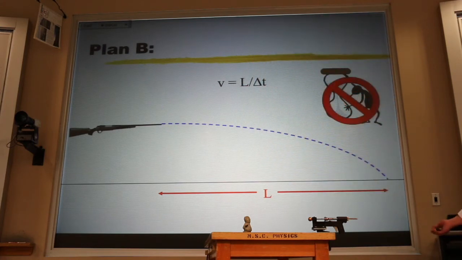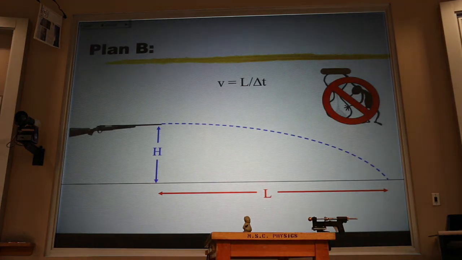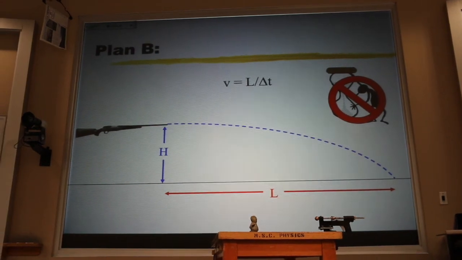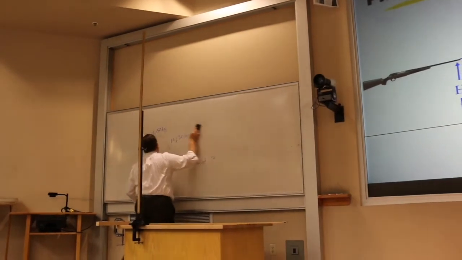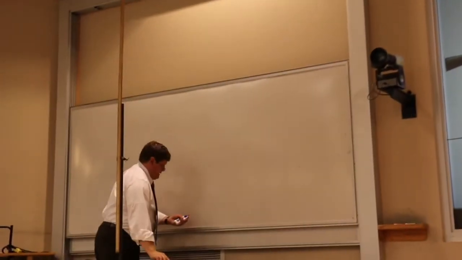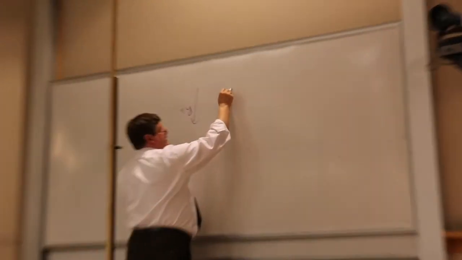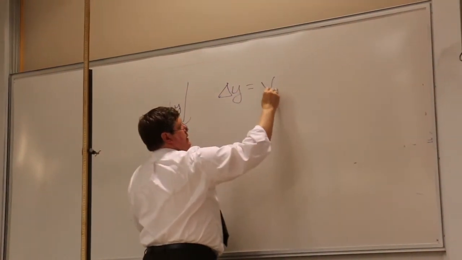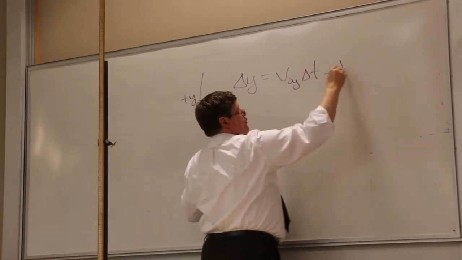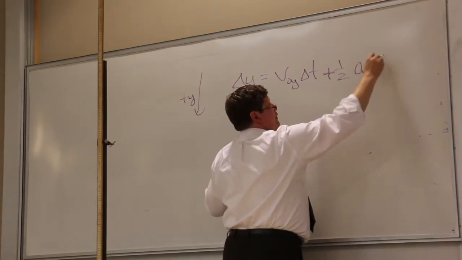We could also do it with only a meter stick. And we could do that by measuring the height. Now, if I measure just the height of the bullet when I fire it, and I use my kinematic equations in the y direction, so if I call down the positive y direction, then delta y is equal to v naught y delta t plus 1/2 a_y delta t squared.